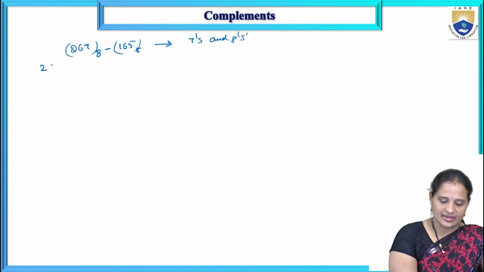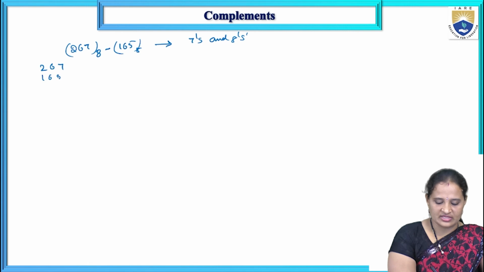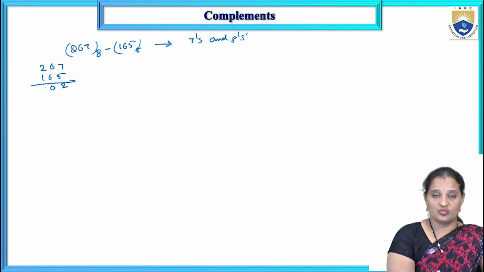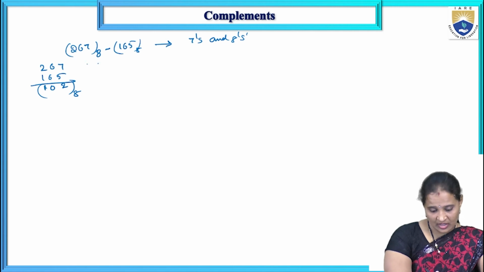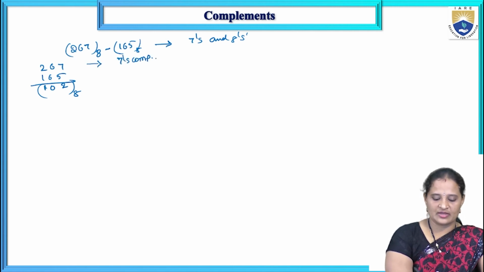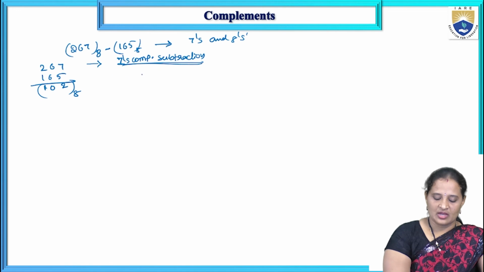First let us do the same thing. 267, 165. 7 minus 5, it is 2. And 6 minus 6, it is 0. And 2 minus 1, it is 1. This is the direct subtraction. Right? Now we'll verify. First 7's complement subtraction.